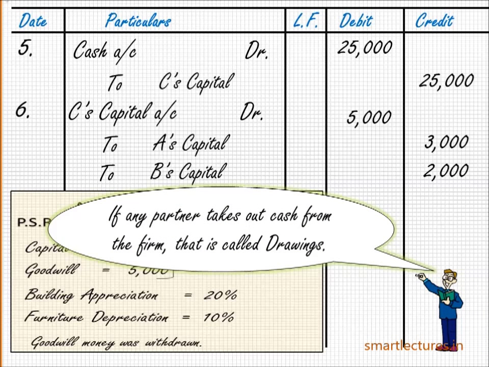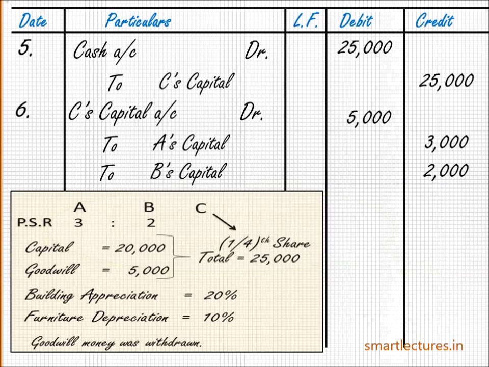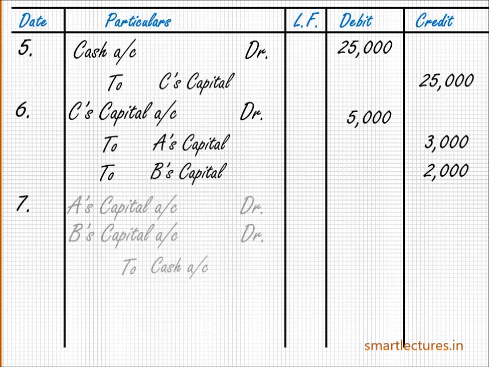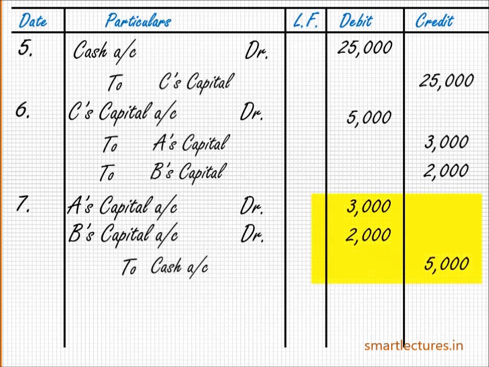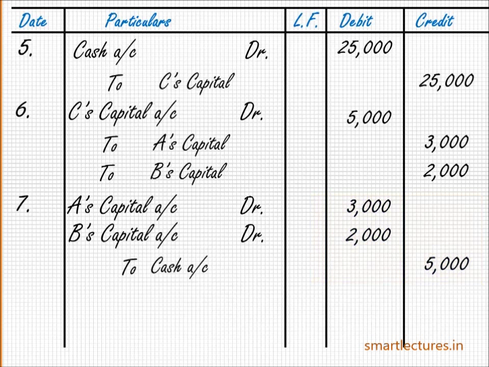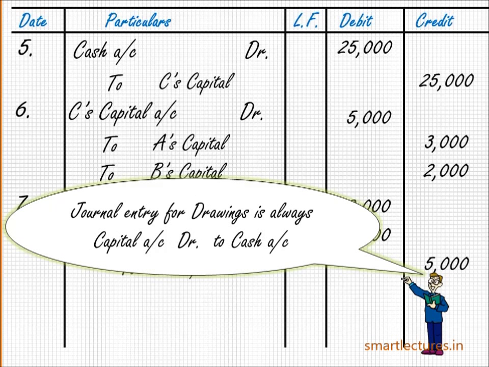If any partner takes out cash from the firm, that is called drawings. So we have to pass the journal entry of drawings, and that will be A's capital account debit, B's capital account debit to cash account. A will take 3,000, B will take 2,000, and to cash 5,000. It means the money has been withdrawn. Basically, it is a journal entry of drawings. So it doesn't matter if any partner takes out money from the firm, whether on account of goodwill or profit or whatever it is. Technically, it's a journal entry of drawings. And the journal entry for drawings is always capital account debit to cash account, and we have done the same thing.